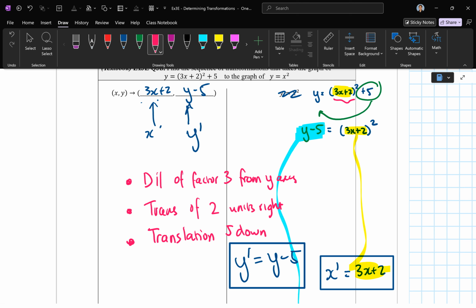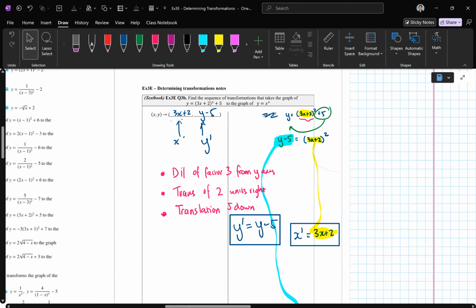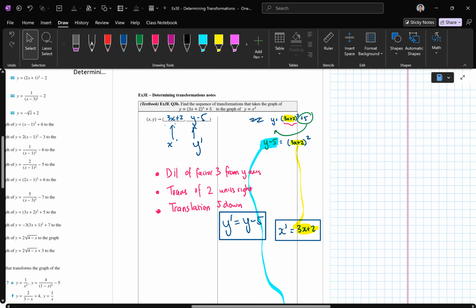Because translation is addition, it actually doesn't matter which one goes first. You could have said translation 5 down and then translation 2 units right. Doesn't matter, but the dilation needs to come first. Okay, because you're timesing the x by 3, and then I like to follow up with +2 before I go to the y. Okay, so this one was relatively easy because the answer happened to be the transformation as itself.